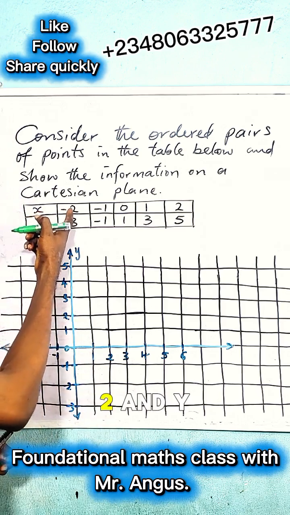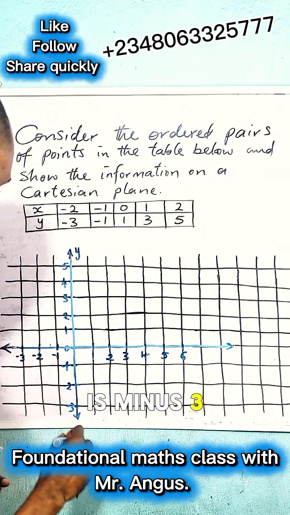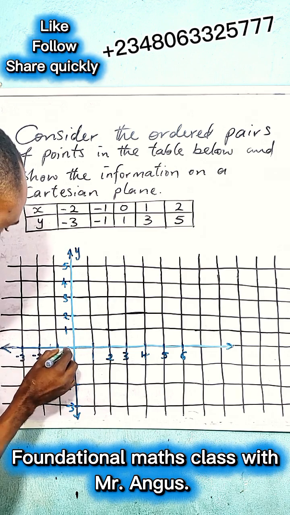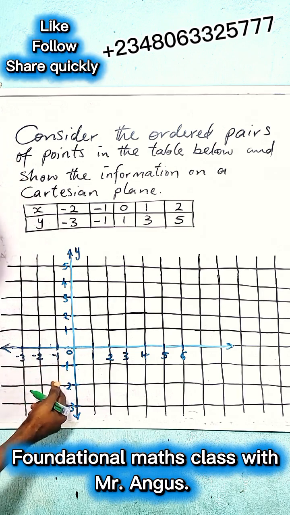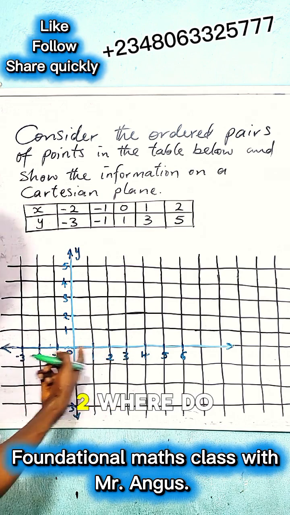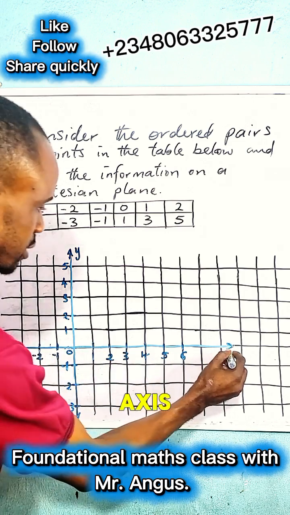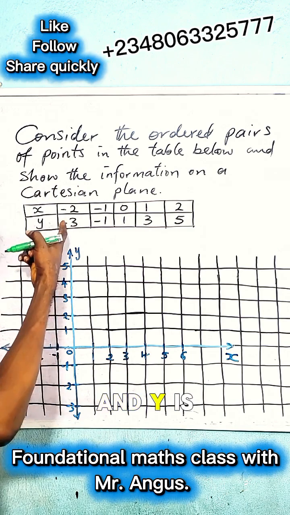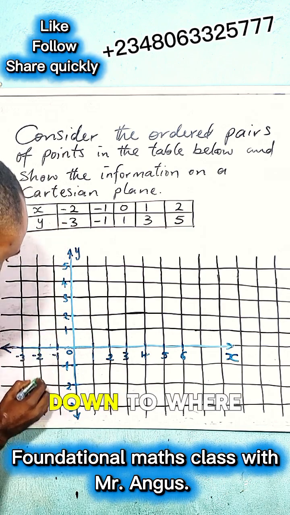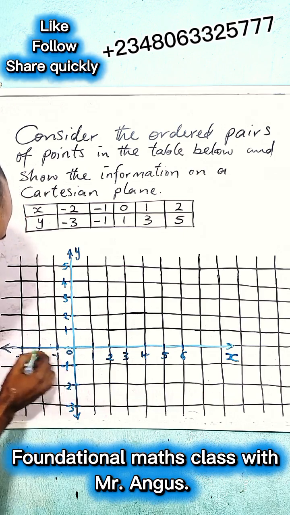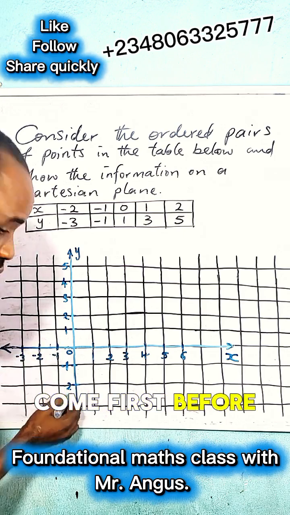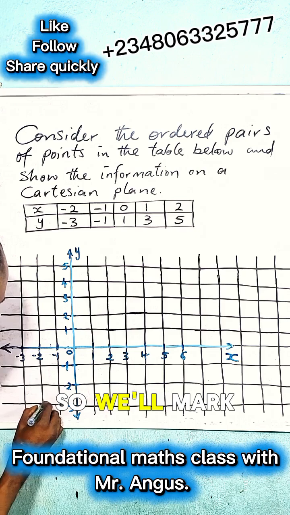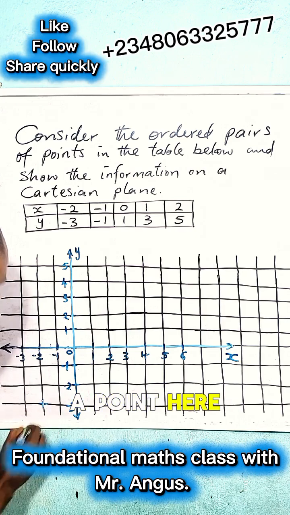X is -2 and y is -3. Look at this. X is -2. Where do we have -2 on the x-axis? On the x-axis we have -2 here, and y is -3. So we're going to trace this down to where we have -3. The x-axis must come first before the y-axis. So this is -2 and this is -3. So we'll mark a point here.